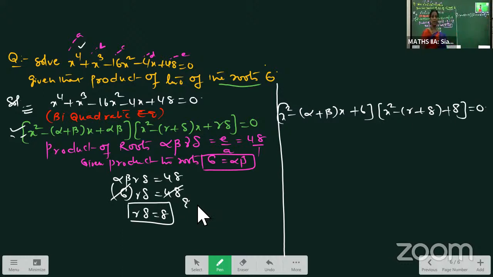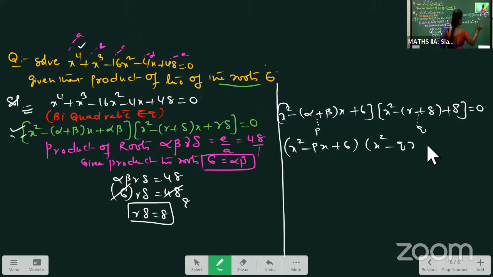Then what about alpha plus beta and gamma plus delta? We don't have these two values. Then we name this one as P. Name this one as Q. Then x square minus px plus 6 into x square minus qx plus 8 is equal to 0.